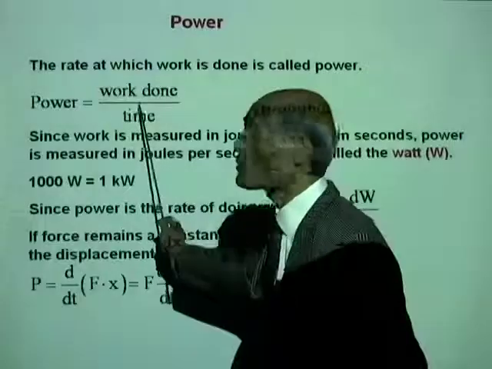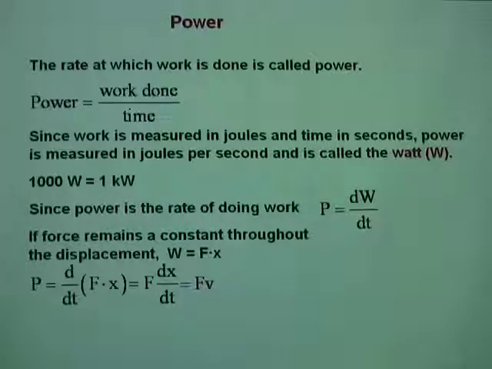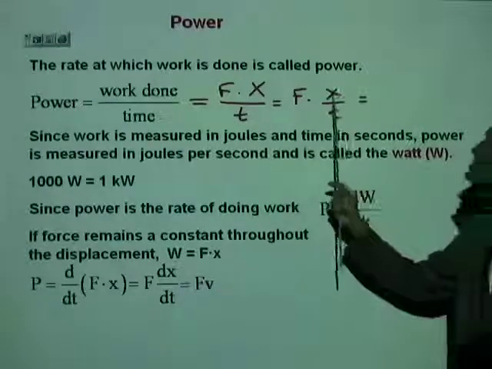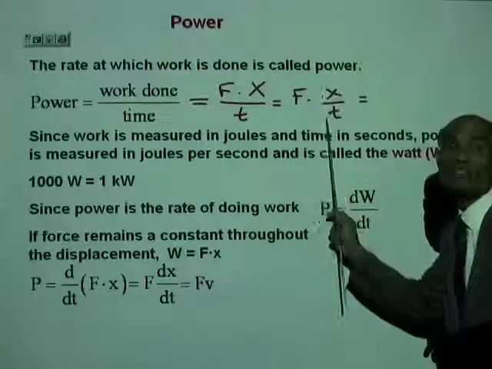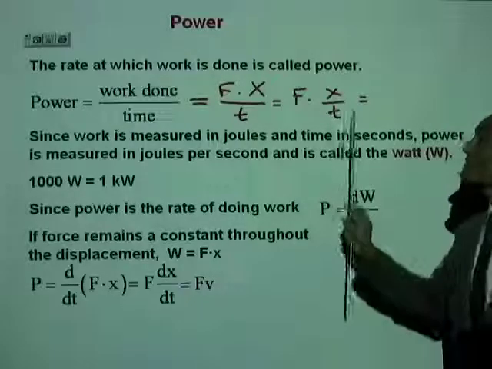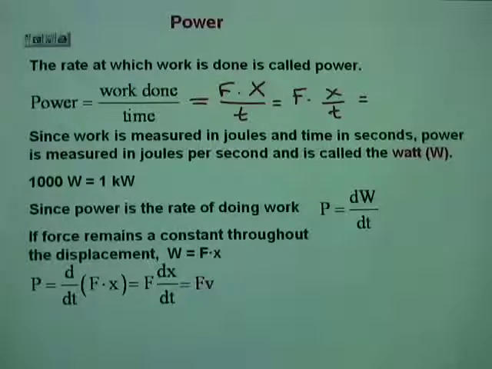You can also rewrite right from here without going through calculus. And that is power. Work done is force multiplied by the displacement. Divide that by time. And that will be force multiplied by x over t. What is x over t? Displacement divided by time is the average velocity. So force multiplied by average velocity is a measure of the average power. That will be force multiplied by velocity.